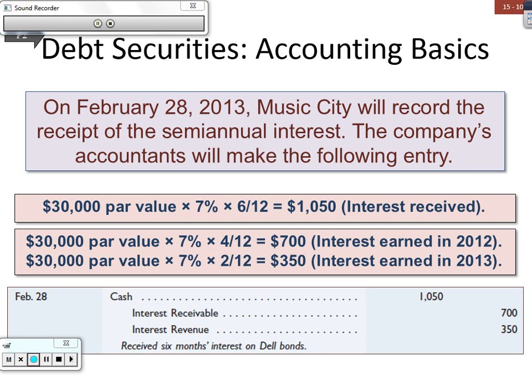And then they're showing you here the interest earned in 2012. So those remaining 4 months by December 31st was the $700 in interest. And then 2 more months to make the 6 month semi-annual payment was $350. That equals up to the $1,050. A debit to cash for that $1,050 because they earned it. A credit to interest receivable to take that previous $700 interest payment out. And a credit to interest revenue for the $350 for the remaining 2 months.